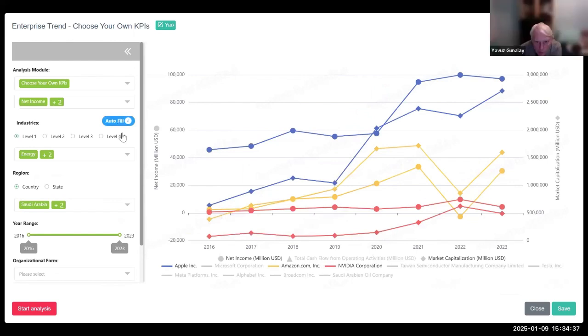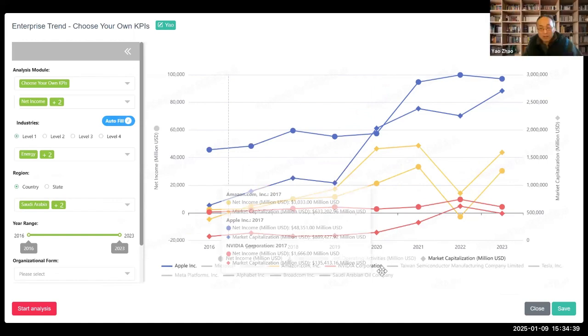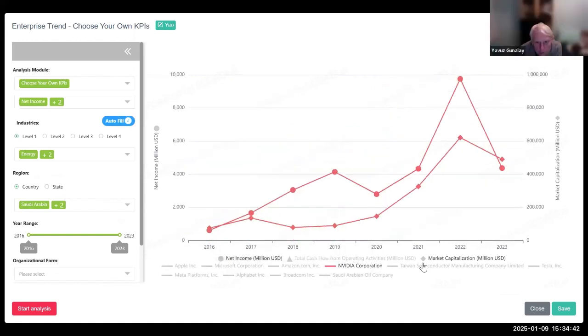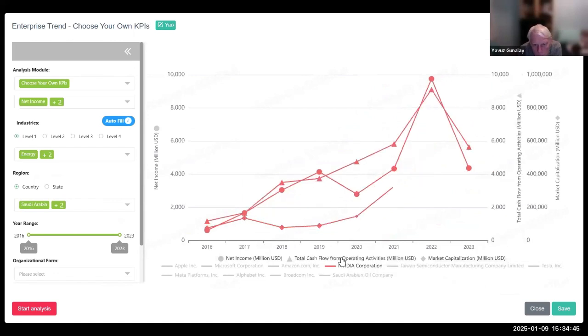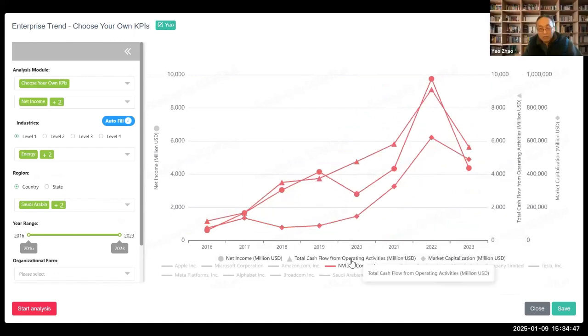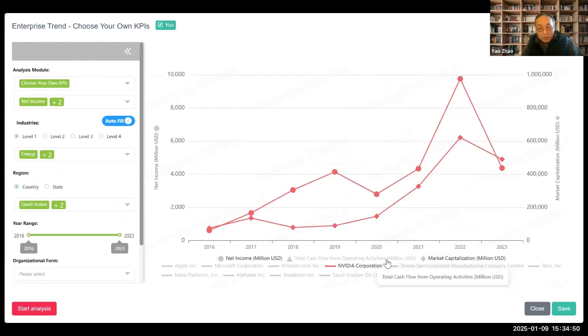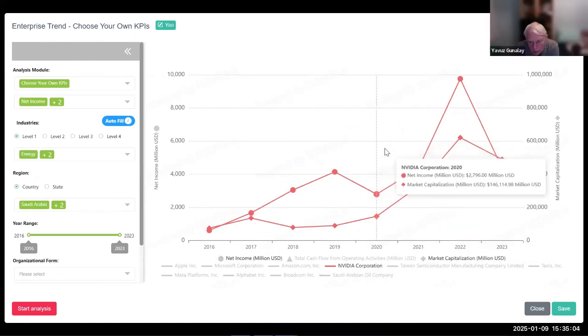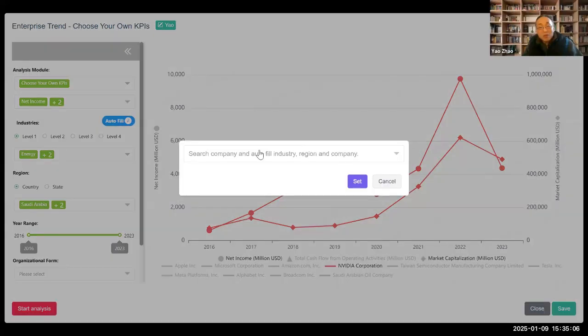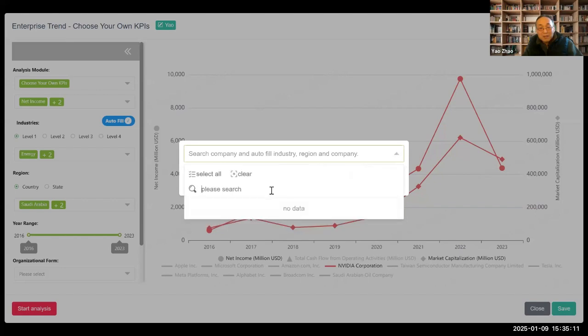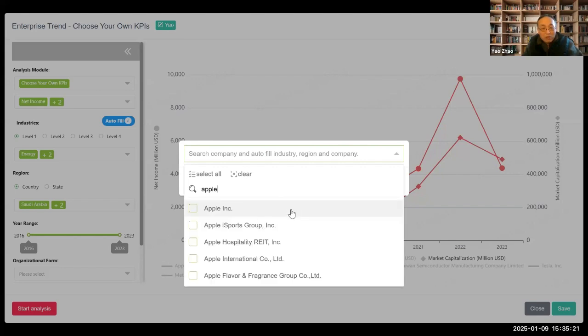NVIDIA maybe, it's the recent stock. Oh, we already have it here. And that's the operating cash flow. Any other companies you're interested in? You showed Apple before, I think. Help me spell it out. Apple, AAPL. Oh, Apple is already here.